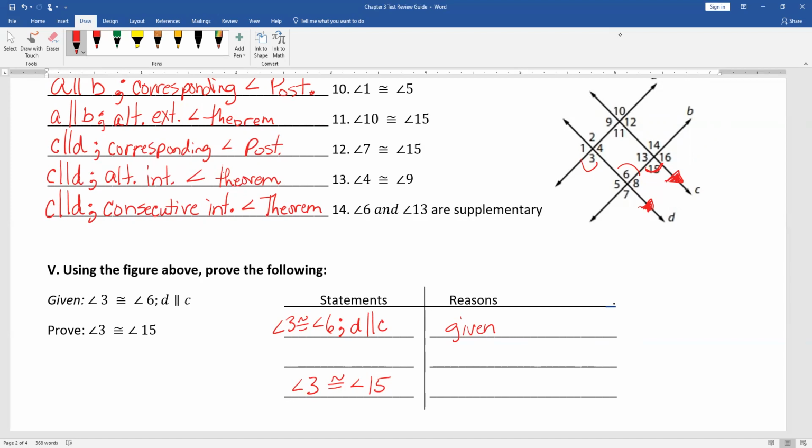Okay. Alternate interior angle theorem. So what do I put on my statement? Okay, so Aiden, what do I need to put on my statement side? You gave me my reason. Angle 6 is congruent to angle 15 because, as Chad has told us, the alternate interior angle theorem tells us so.